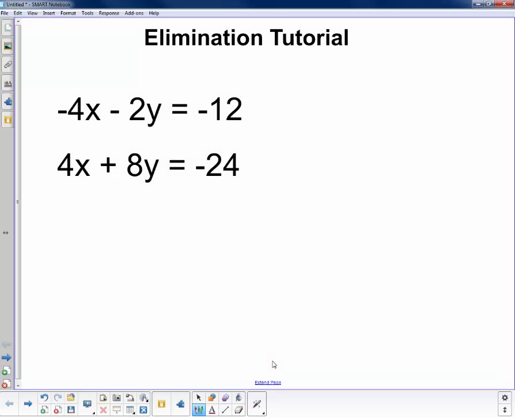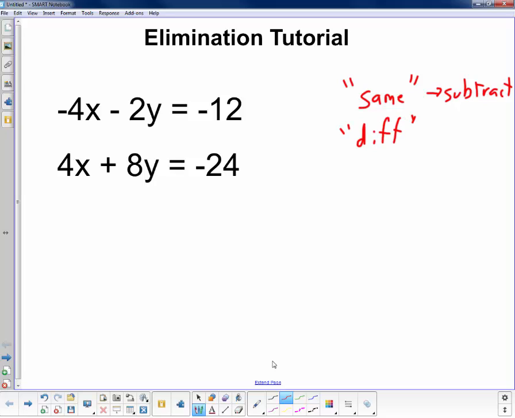In the past, we've gone through and substituted by solving for one variable and then plugging it in. There's a more direct method we can use when the equations work out nicely for us. One of the key things for this method, just to keep in mind as we go through it, is that when you see something that's the same, we're going to subtract. And when we see something that's different, we're going to add.